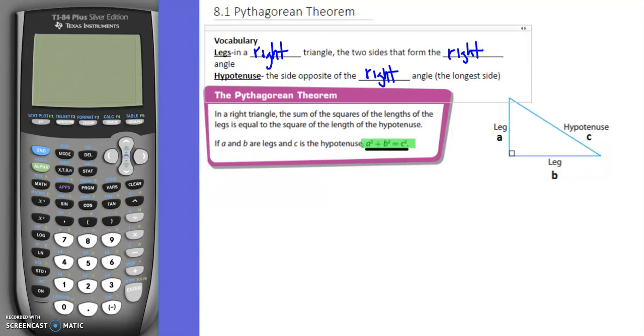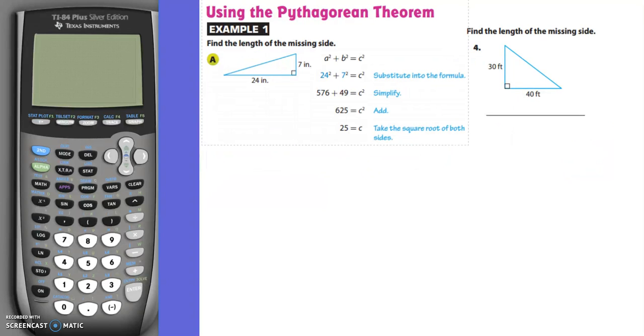Let's take a look at example 1. On example 1, we can call this one A or we can call this one B. It really doesn't matter. But we're trying to find the hypotenuse. So we have A squared plus B squared equals C squared. We'll just call this A and this B. So we have 24 squared plus 7 squared equals C squared.